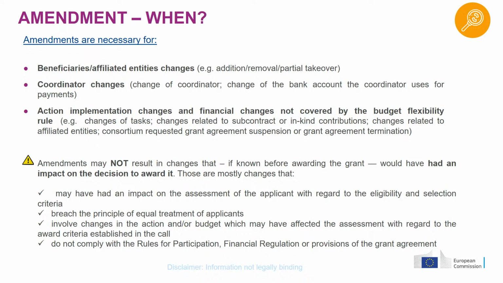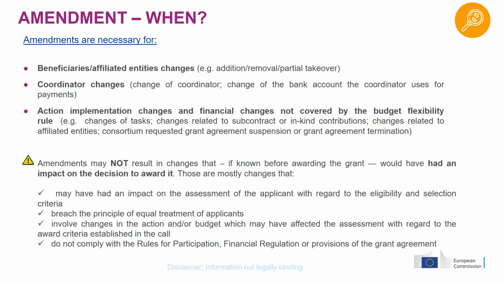And then another big chunk of the changes that require an amendment are changes that concern the description of the action or the allocation of tasks. That may happen if you encounter changes of conditions and you need to carry out your project in a slightly different manner. However, you need to keep in mind that the changes that you may request to the description of your action will not necessarily be accepted by the granting authority.